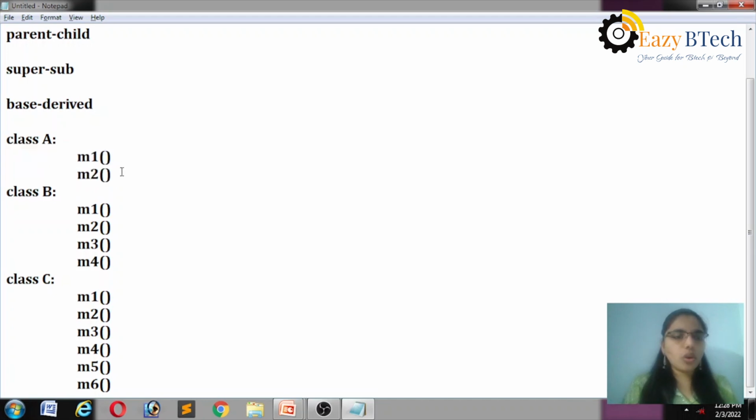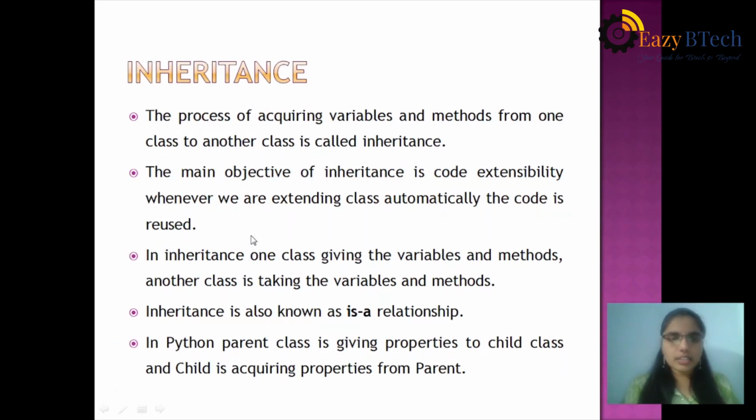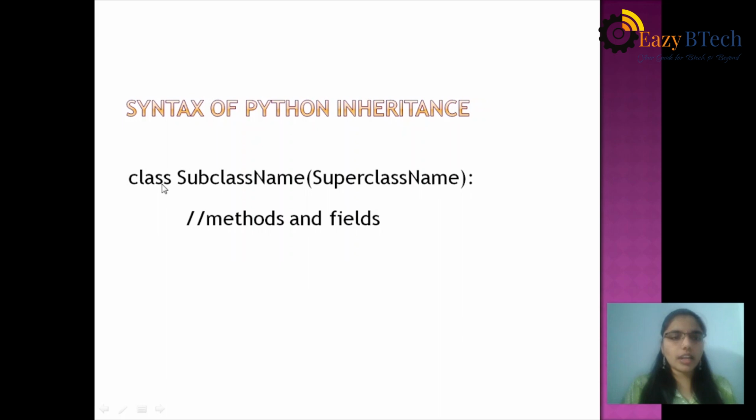If I want these two methods, then you have to extend these properties of A. I want to extend A properties. For this, you have to give extends. Let's see the inheritance syntax. Class, subclass name, extends, superclass name, methods and fields here.